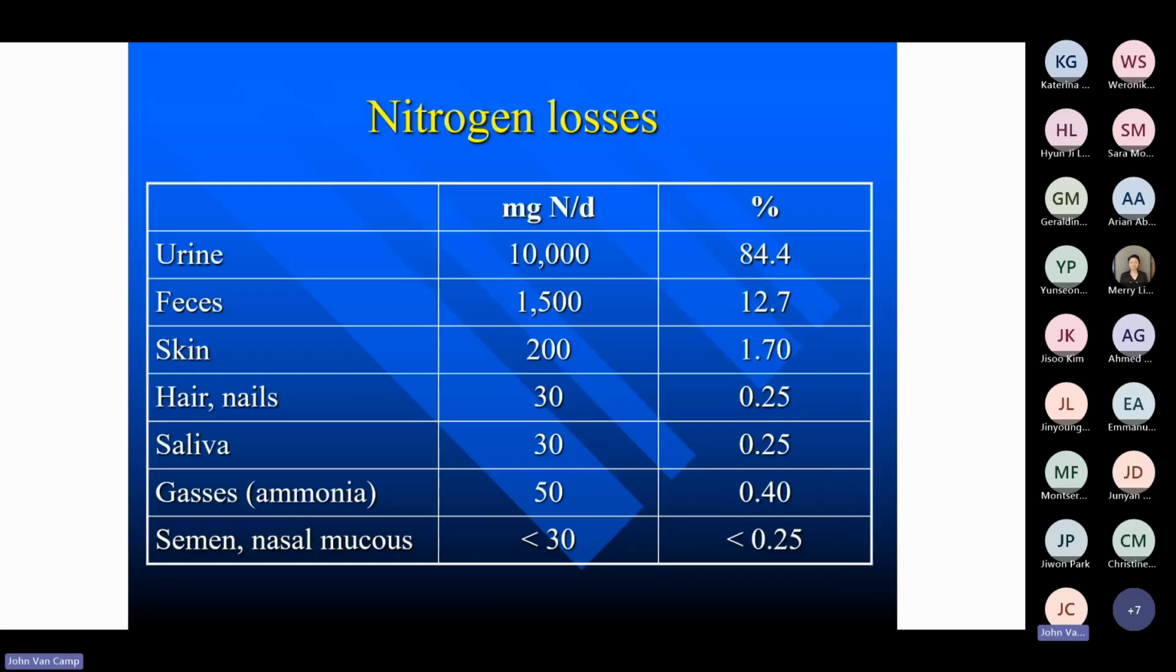Here you can see the values. So urinary losses is about 80%, fecal material 10, 15%. So we're already talking here about 95% of the nitrogen losses. That is either urine and fecal material, and all the rest is less than 5%. So that one we can take stable or constant during the calculations.